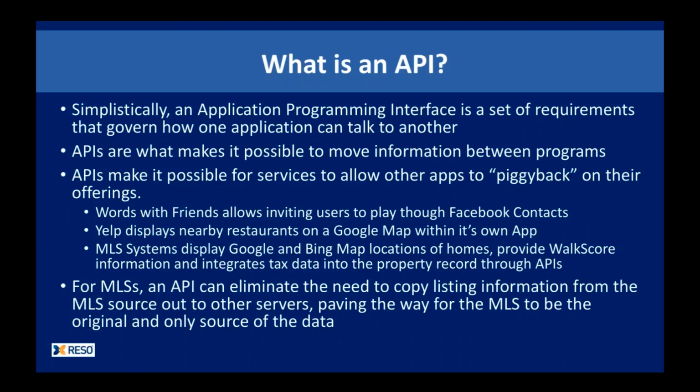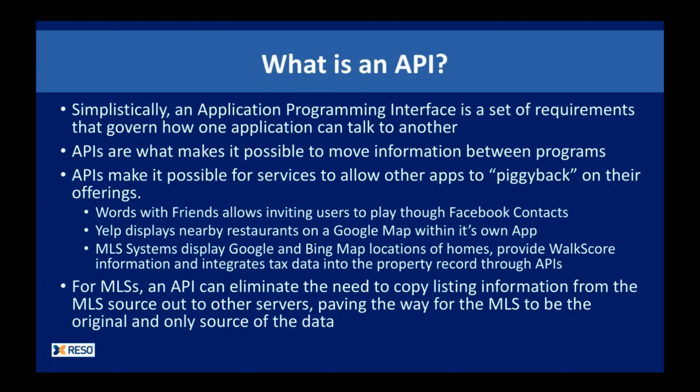For your MLS systems locally, you also have map functionality with Google and Bing, providing the location of homes, driving directions, providing walk score information, and integrating tax data into the property records of the MLS. Those are all powered through APIs. So they have existed in our environment for many, many years, and we've used them. We just haven't talked about them specifically enough to be able to wrap our hands around what that actually is. Fortunately, behind the scenes, the developers work hard to make sure this type of functionality exists.